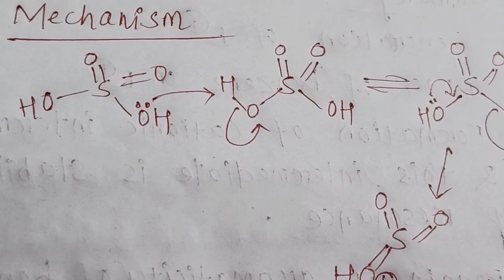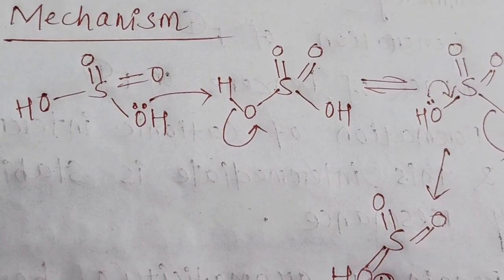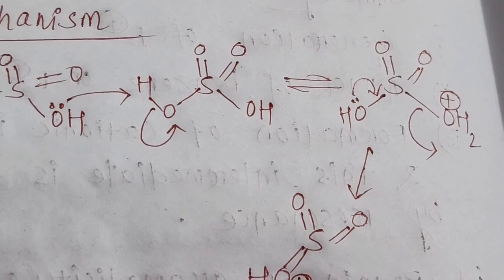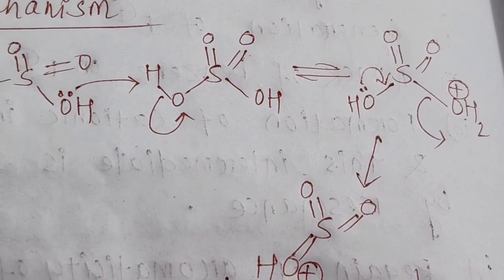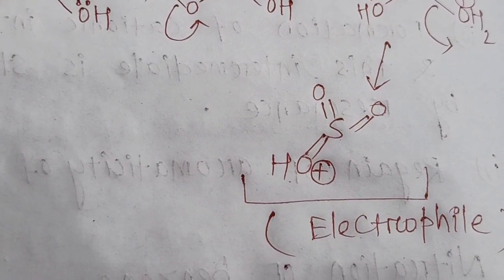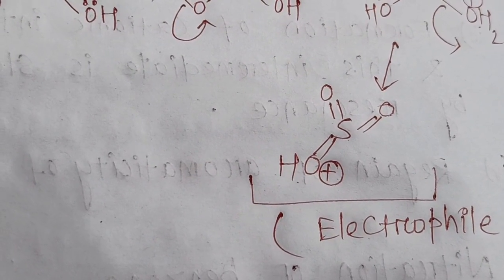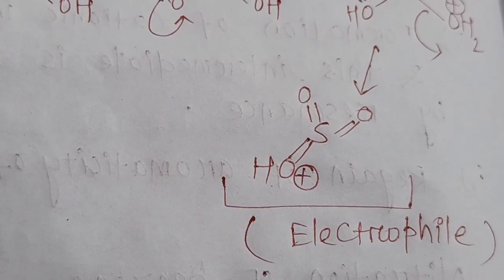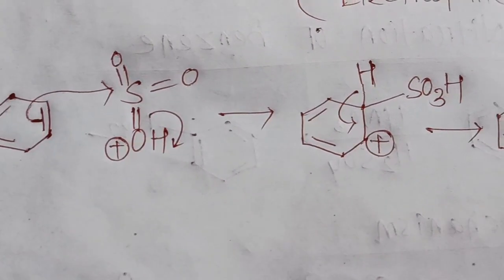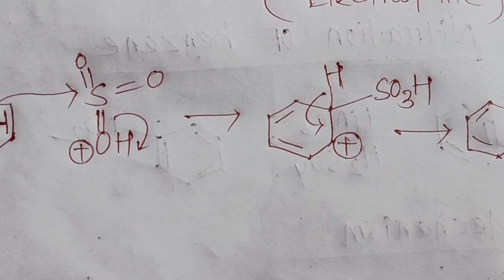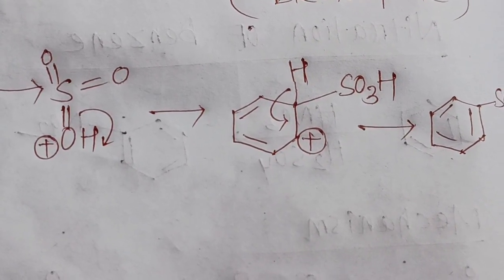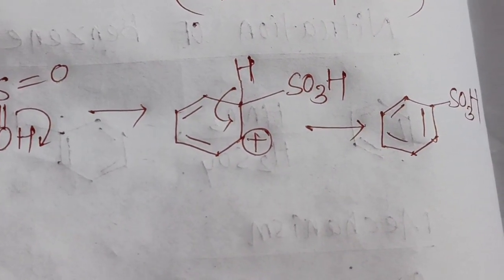One of the sulfuric acids, the OH group, abstracts the proton from another sulfuric acid. Then water acts as a leaving group. Then the electrophile is formed, that is SO3H+. Then attack of the benzene ring on it forms this cationic intermediate, and then abstraction of the proton by its conjugate base, that is HSO4-, gives benzene sulfonic acid.